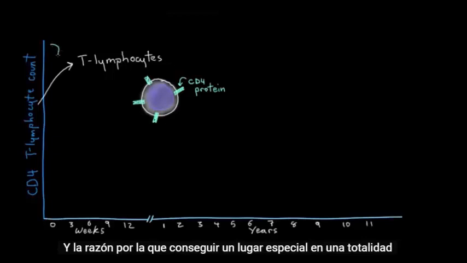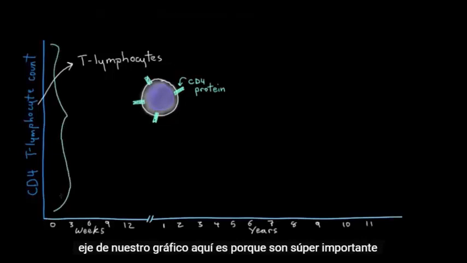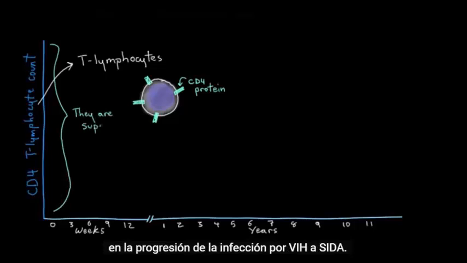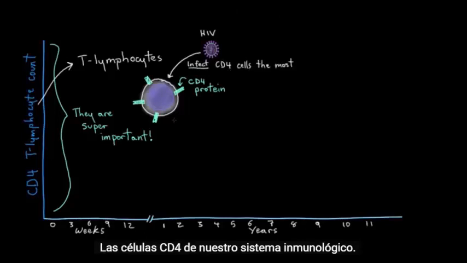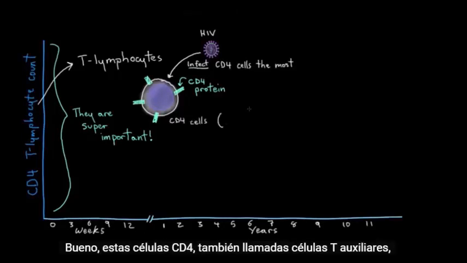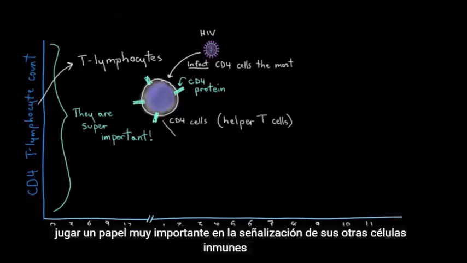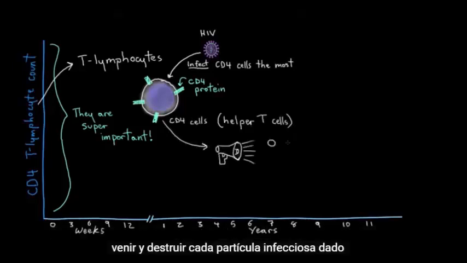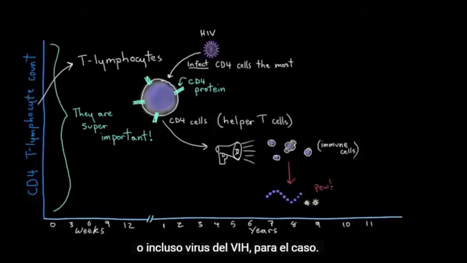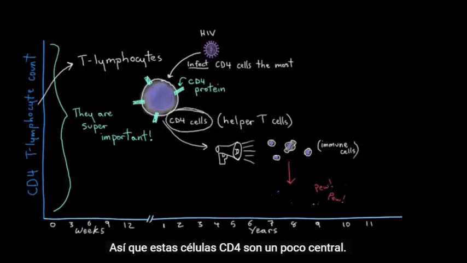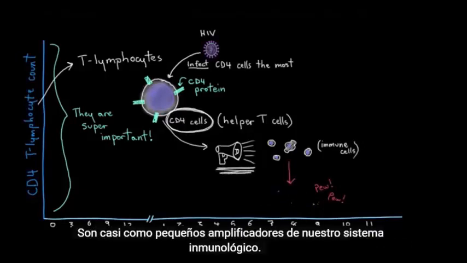And the reason they get a special spot on an entire axis of our graph here is because they're super important in the progression from HIV infection to AIDS. Because, as you might have suspected, it turns out that HIV preferentially loves to infect these CD4 cells of our immune system. And why is this so bad? Well, these CD4 cells, also called helper T cells, play a huge role in signaling your other immune cells to come and destroy any given infectious particle that our body discovers, like maybe strep throat bacteria or flu viruses or even HIV viruses for that matter. So these CD4 cells are kind of central. They're almost like little amplifiers of our immune system.